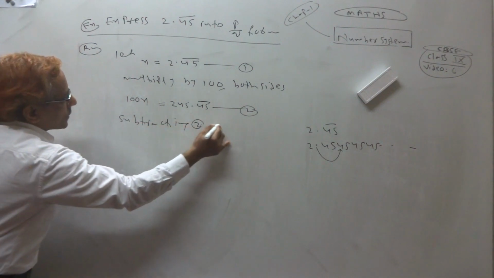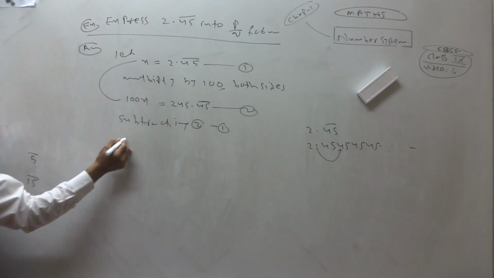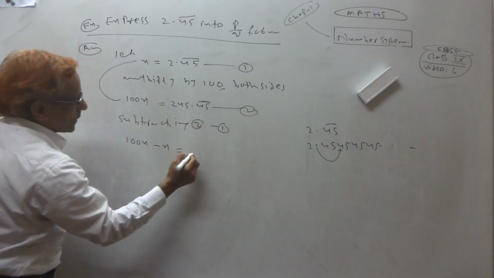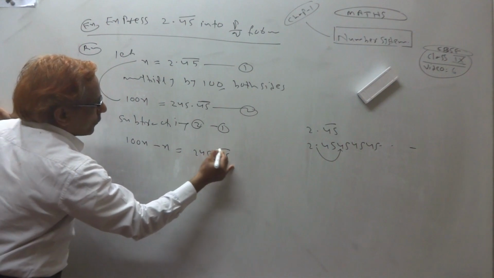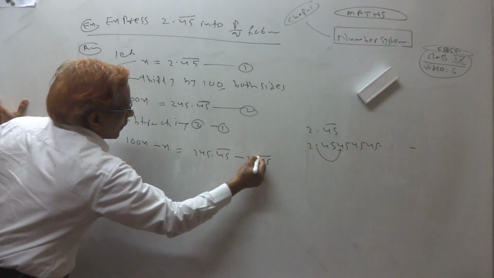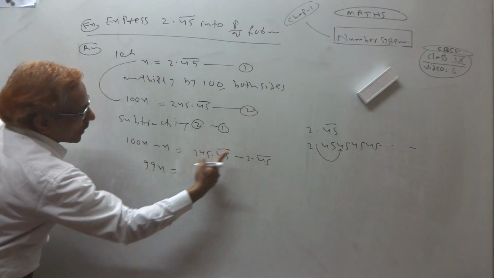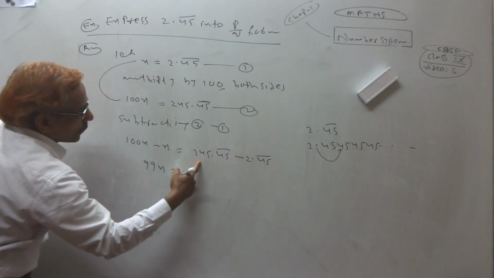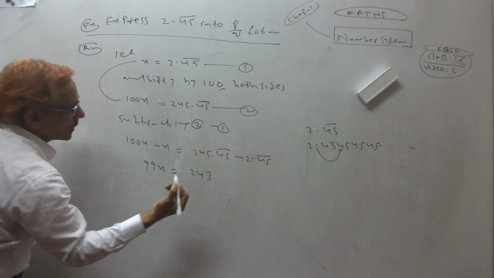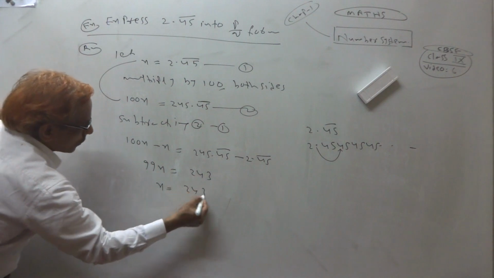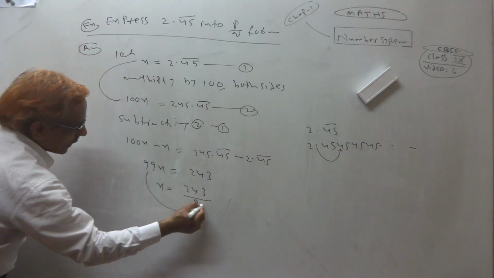Subtracting second minus first. 100x minus x is equal to 245.45 bar minus 2.45 bar. 100x minus x is 99x. What is 245 minus 2? 243. That's all. 45 bar gets cancelled. x is equal to 243 by 99.